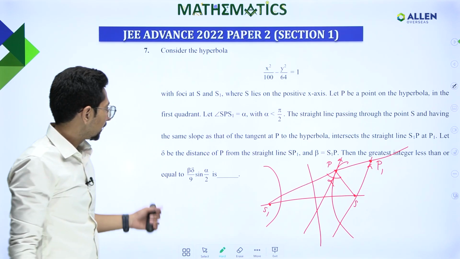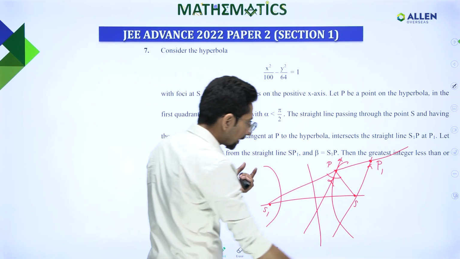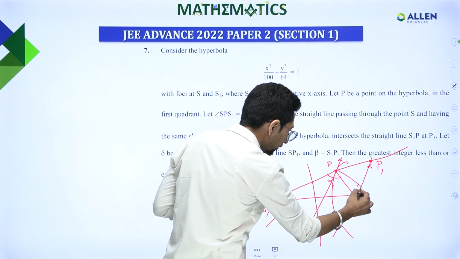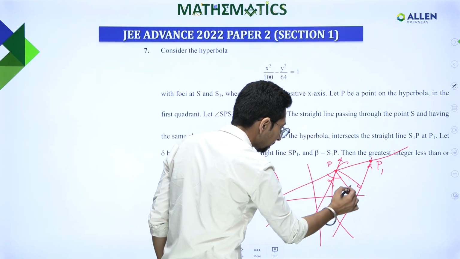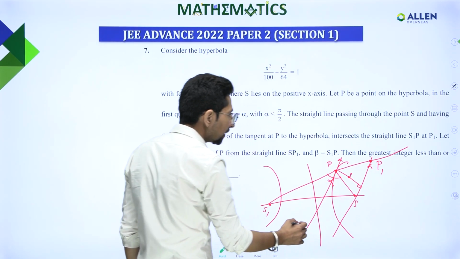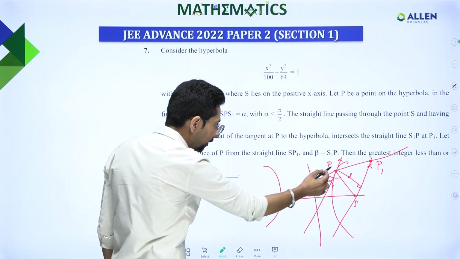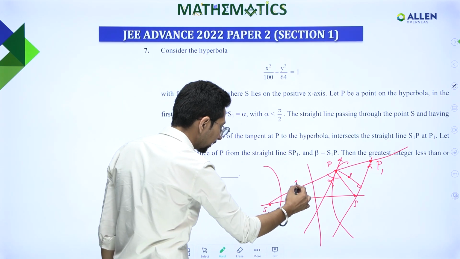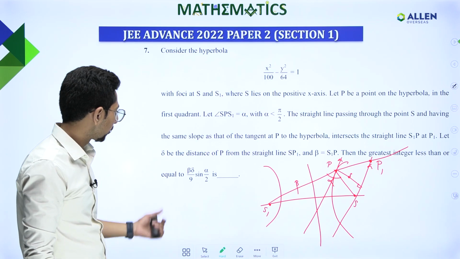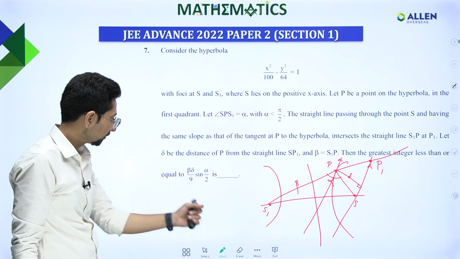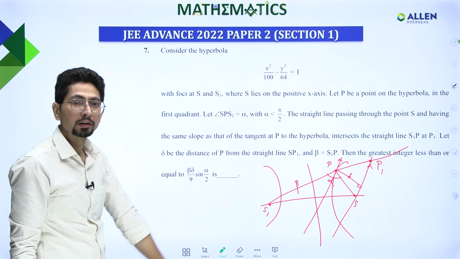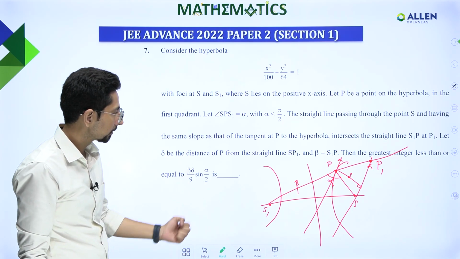Now, let delta be the distance of point P from the straight line SP1, that is, this distance of P from SP1. This is given to be delta, and S1P is given to be beta. This distance is given to be beta. Then we need the greatest integer less than or equal to this value, right? Here you can see beta and delta multiplied with sin alpha by 2. So we have to create such a thing.